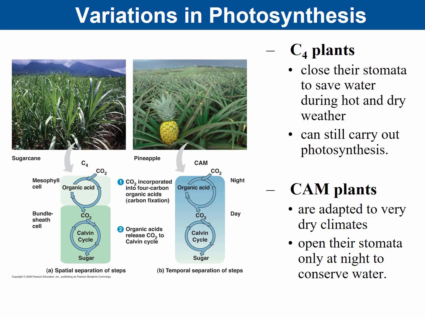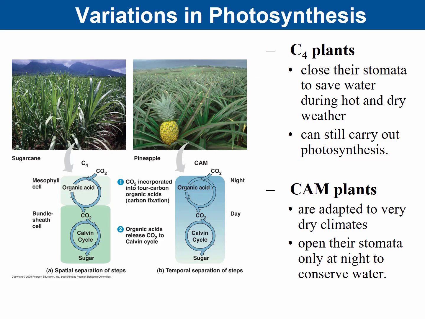And so I put this slide here. I'm not going to ask you the specifics about this, but I do want you to realize that plants have variations in photosynthesis that help them adapt to different environments. One of the ways in which plants can adapt to their environment is to do something called the C4 pathway. In a C4 photosynthesis pathway, these plants are going to close their stomata to save water during hot and dry weather. Yet they can still carry out photosynthesis.